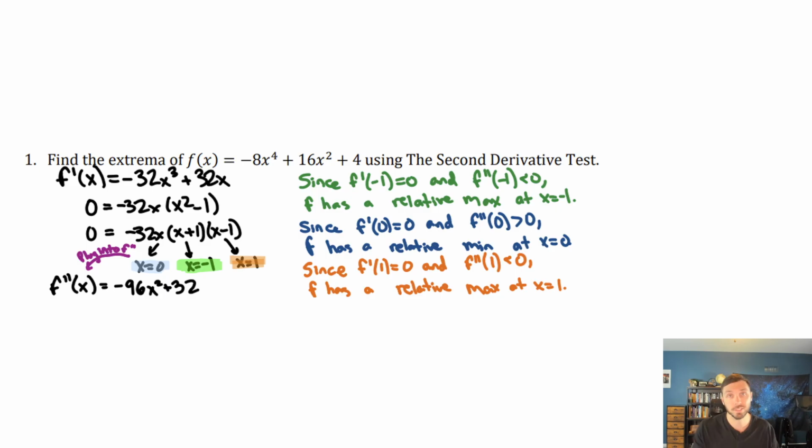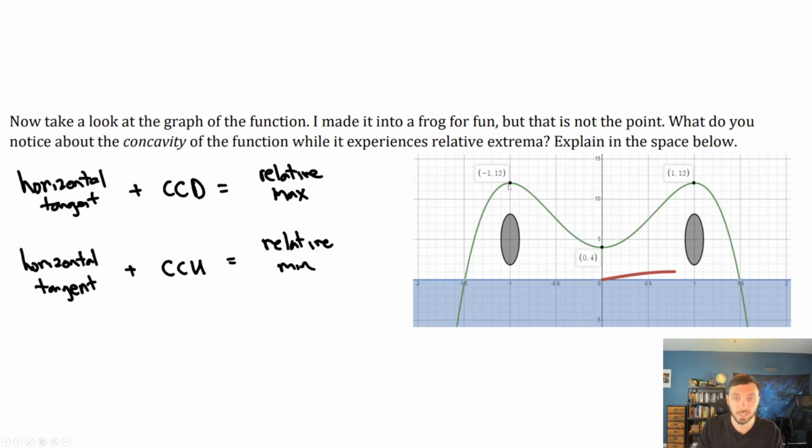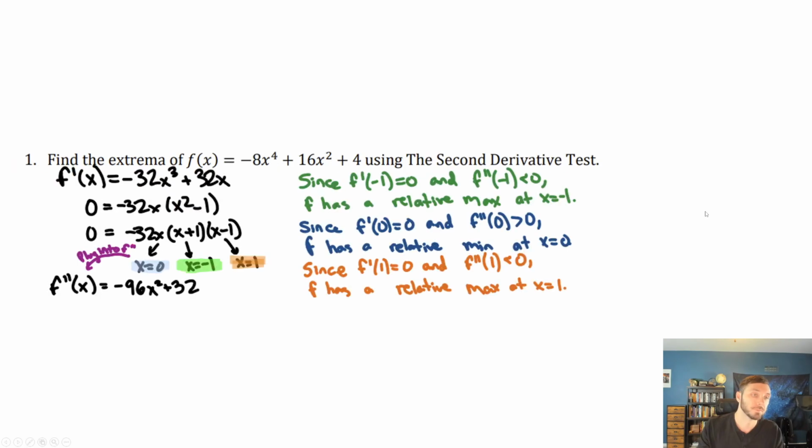In which case, if it's concave up, it's a minimum. So for that 0, we had a relative min. And then for the other two values, we ended up getting a negative output and a negative output. Those are both concave down, and those were maxes.